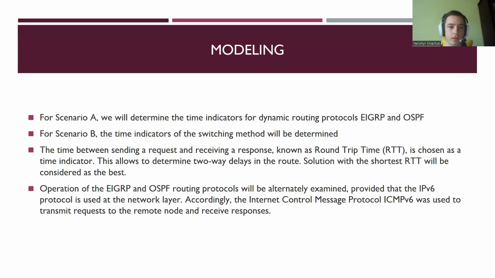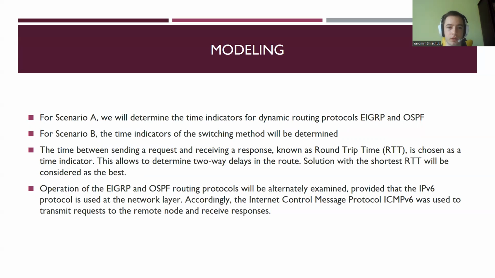For scenario A, we will determine the time indicators for dynamic routing protocols EIGRP and OSPF. For scenario B, the time indicators of the switching method will be determined. The time between sending a request and receiving a response, known as round-trip time, is chosen as a time indicator. This allows us to determine two-way delays in the route. The solution with the shortest RTT will be considered the best.